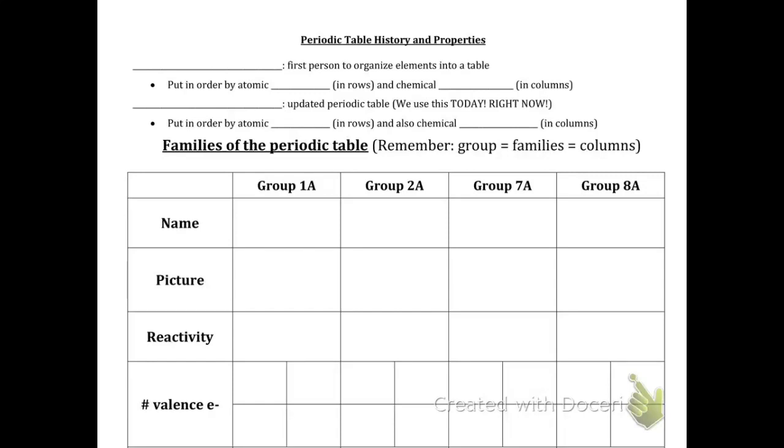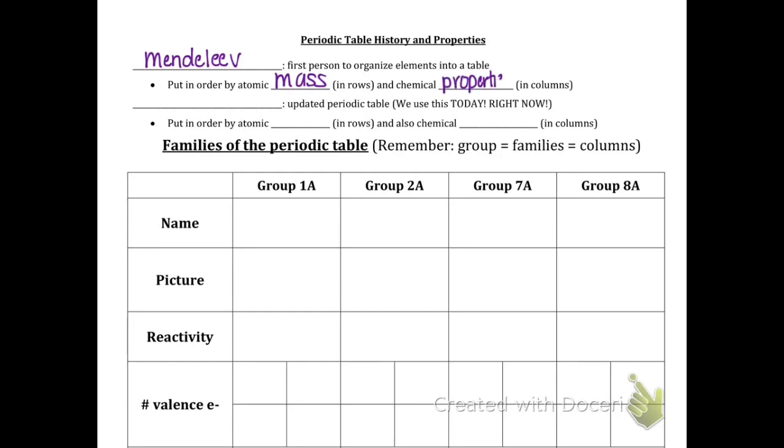All right, guys, this unit is all about the periodic table. So we're going to learn about who made it and why it's arranged the way it is. A long time ago, a Russian guy named Dmitry Mendeleev, so we're just going to remember his last name, was the first person to organize elements into a periodic table. He arranged it by atomic mass and also by chemical properties.